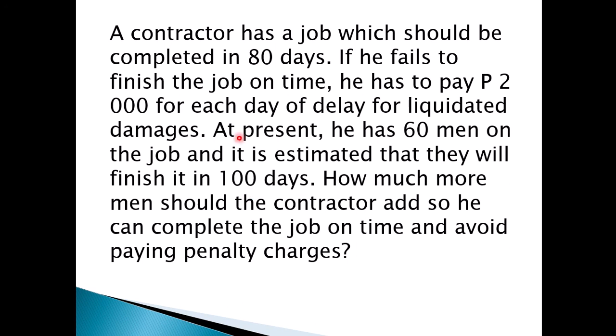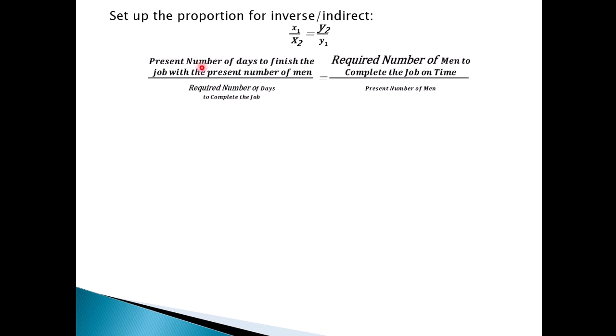So here is the representation or the visualization of our solution. As you can see there, we set up the proportion for inverse or indirect proportion. So for us to have a guide, you write down x sub 1 over x sub 2 is equal to y sub 2 over y sub 1. So it should look like this.